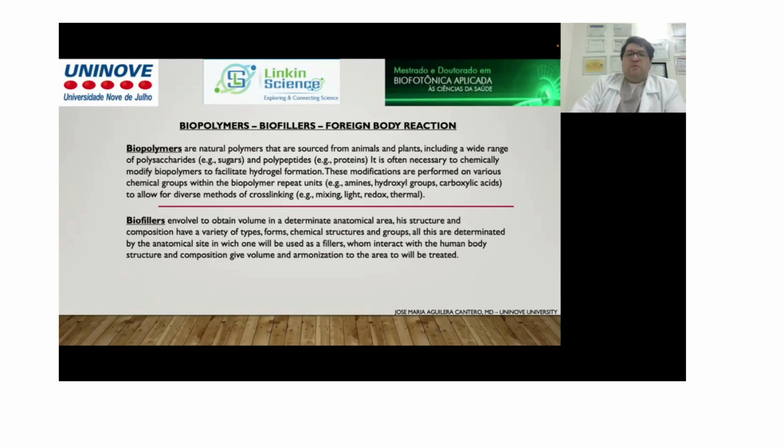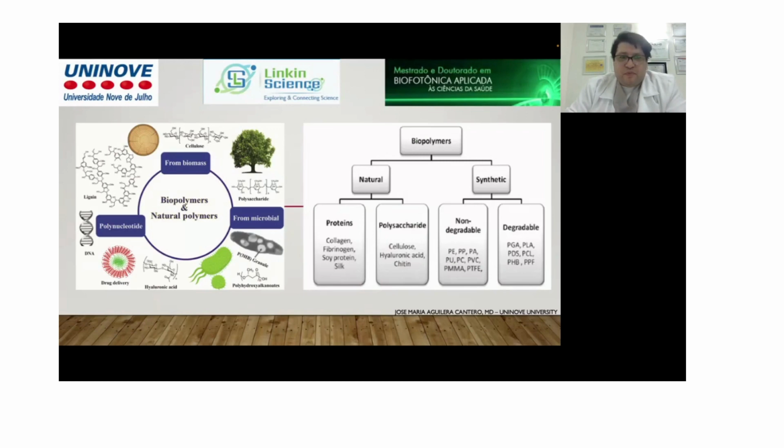So when we want to modify an anatomical area and give some volume or determine the shape, we use the biofillers in order to modulate or make a harmonization of that part of the body. So we can say that in the total amount of biopolymers, we have the biofillers.